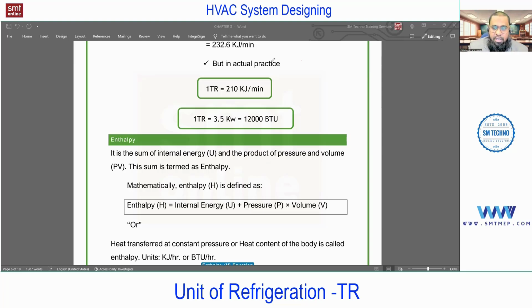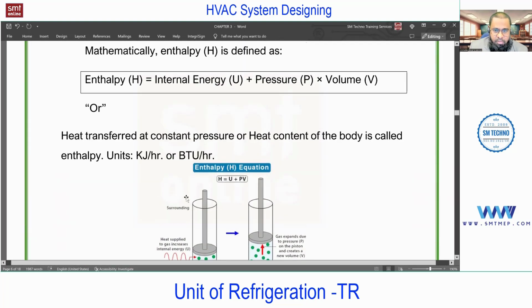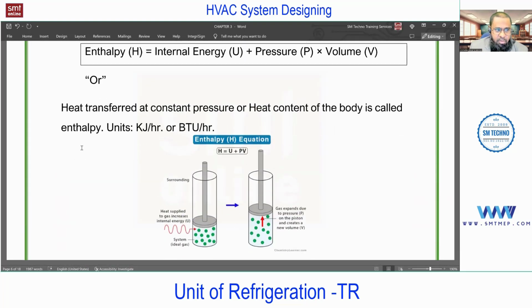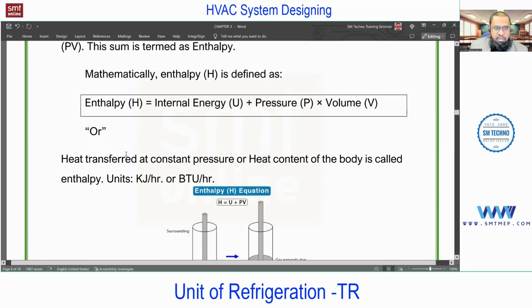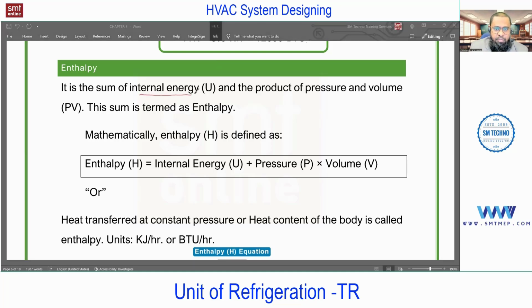Next, so I think you got the idea of what a ton of refrigeration is. Next, we'll talk about enthalpy. So we start this chapter 3 with heat only, no? Enthalpy is nothing but heat, just that we will learn it in a technical way. Okay, so enthalpy is what? It's the sum of internal energy U and the product of pressure and volume. In short, we call it enthalpy H equal to U plus PV.